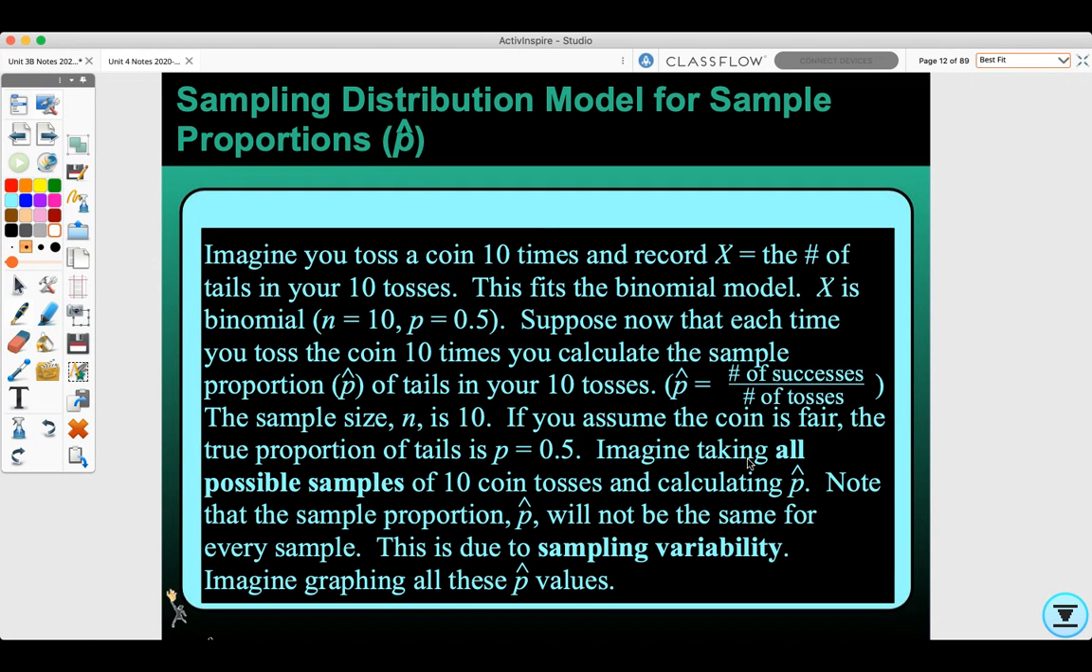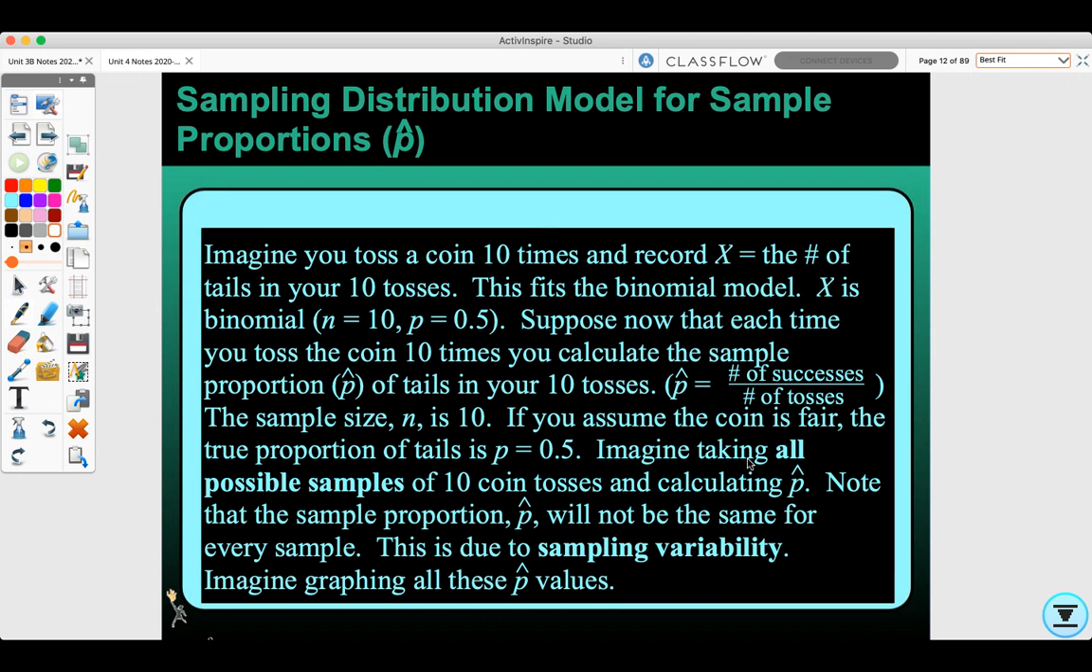Suppose now that each time you toss the coin 10 times, you calculate the sample proportion p-hat of tails in your 10 tosses. P-hat is equal to the number of successes all over the number of tosses. The sample size n is 10. If you assume the coin is fair, the true proportion of tails is p equals 0.5. Imagine taking all possible samples of 10 coin tosses and calculating p-hat.